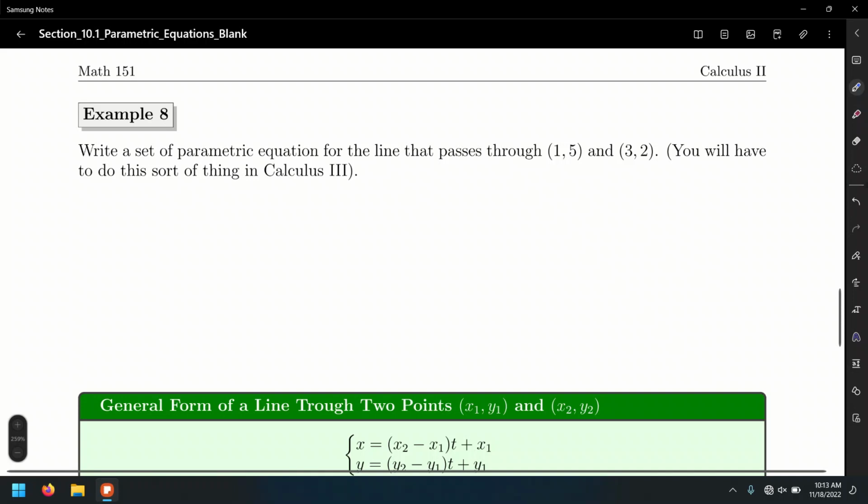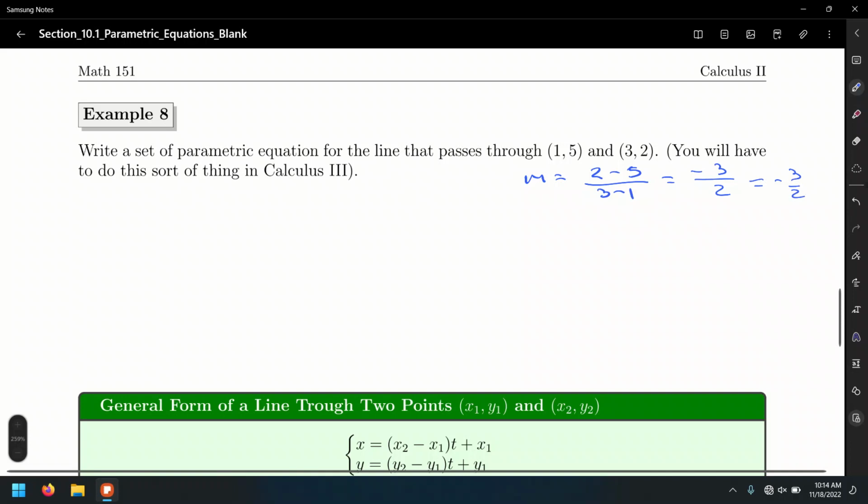For number 8, we're going to parameterize it the traditional way, which is finding the equation of the line connecting the two points, and then giving the easiest parameterization possible, with t as the independent variable. So first, let's find the slope. m is y2 minus y1, that is 2 minus 5, over 3 minus 1. That's the difference between the y's over the difference between the x's. So that's -3/2.